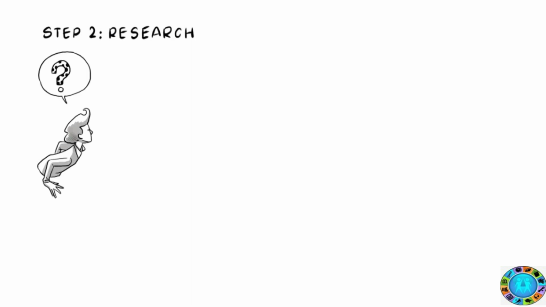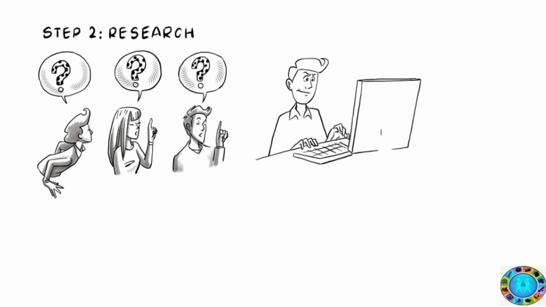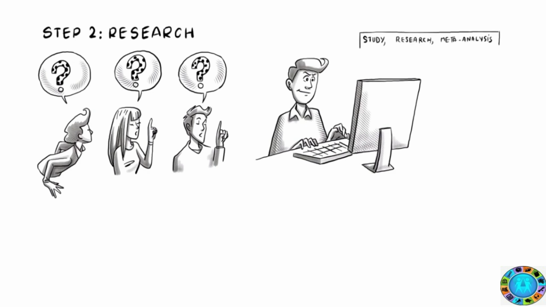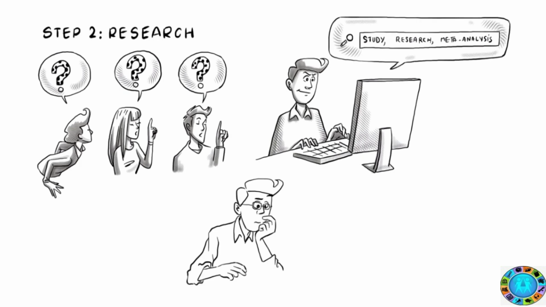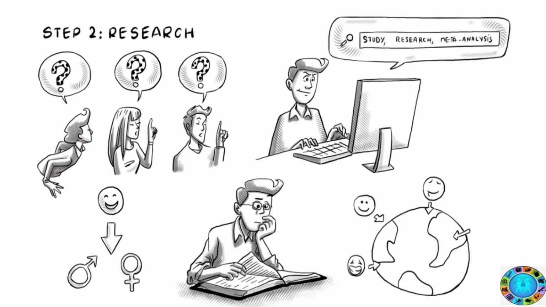often? Step 2. Research. Find out if other people have asked the same or similar questions. If you research online, use search terms like study, research, or meta-analysis, which is a summary of research for a specific topic. Read as much as you can about your particular subject to see what you can find out about. For example, research happiness based on gender or study the science of smiling in different cultural contexts.